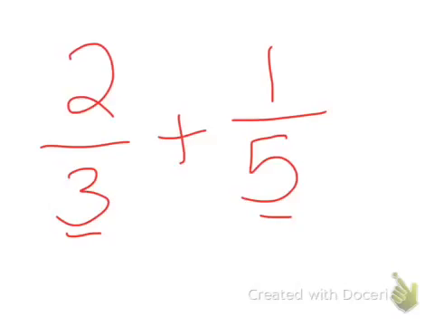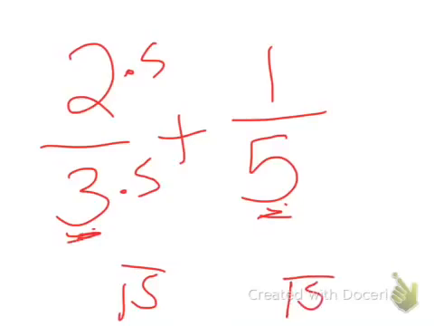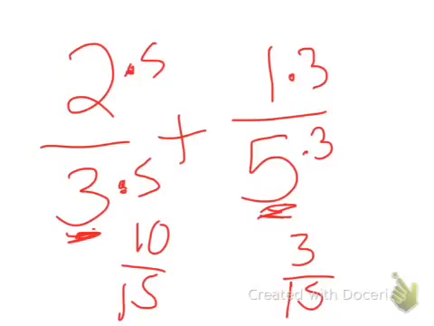Okay, so I'm going to look at the bottoms. There's no easy number that they both go into, so I'm going to do 15 for the bottom because 3 times 5 is 15. So I'm going to do times 5, and then I'm going to do times 5, because I want to make the bottoms into 15 because that's the least common multiple of 3 and 5. And then whatever I do to the bottom to get to 15, 3 times 5 is 15, I have to do to the top. So 2 times 5 is 10. Then, how do I get from 5 to 15? I do 5 times 3, so if I do it to the bottom, I have to do it to the top. So that's 3/15. Then I'm going to add, and it's going to be 13/15, and that's my answer.